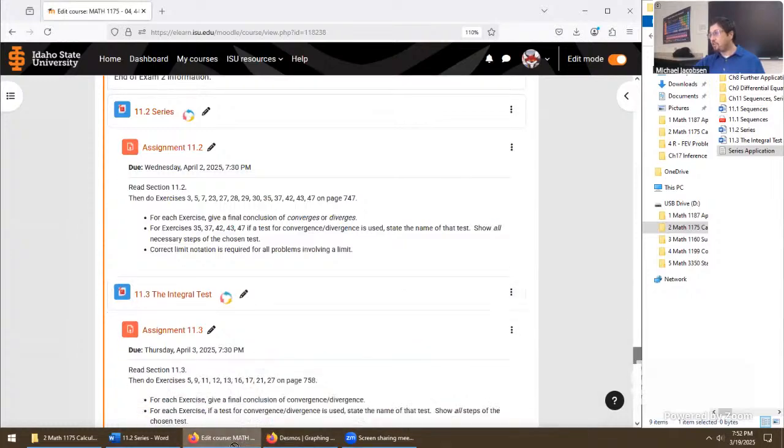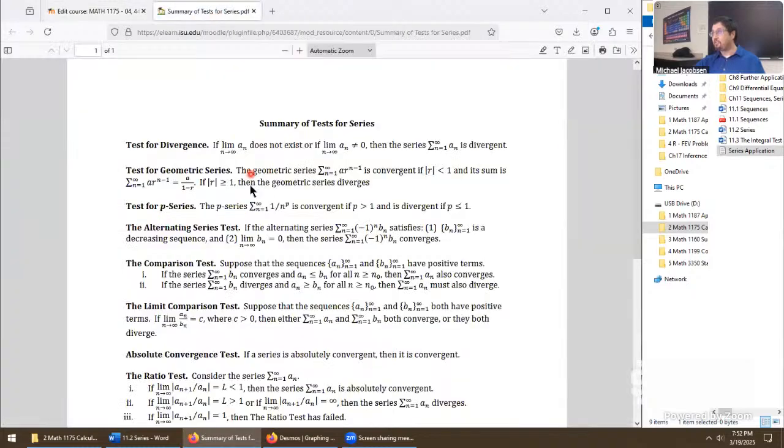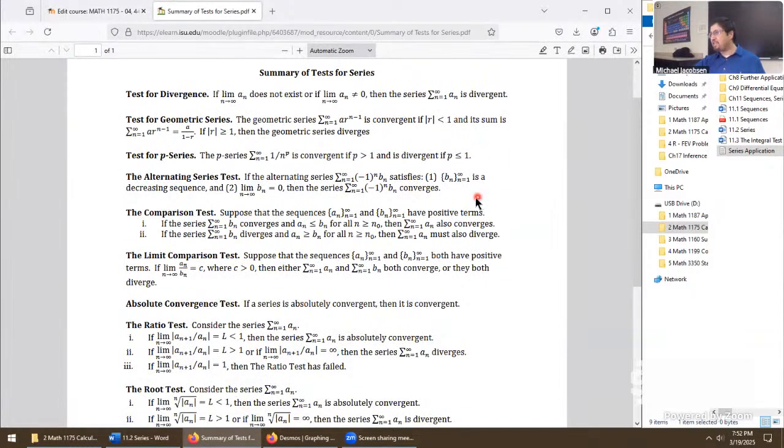Best way to get all this information in your head is to say what you used the moment you used it. So when we use a test for divergence, we'll just say by the test for divergence, or the geometric series test, or the p-series test, and so on. And by doing that, you're going to really learn this well. You'll keep it really separate in your mind, which one is which.